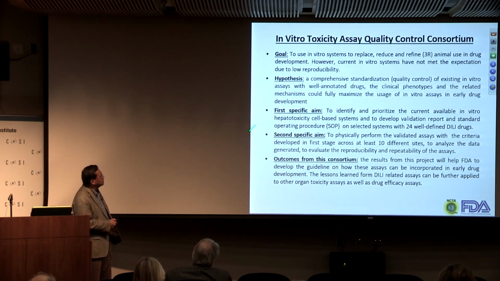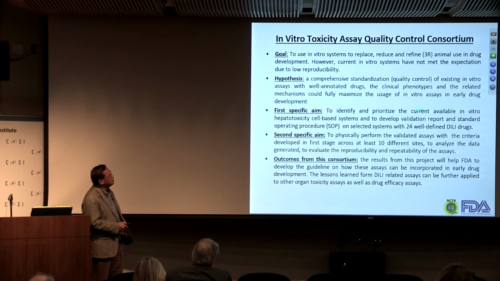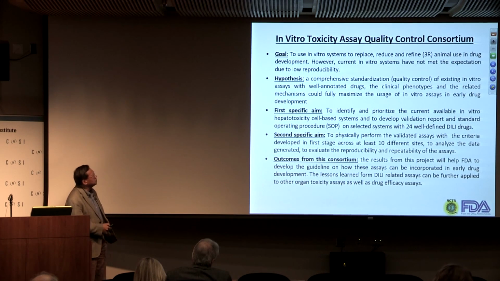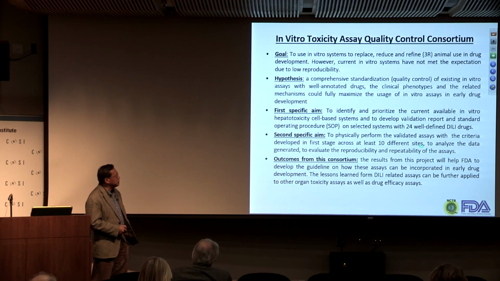We have a couple of specific aims. The first aim is to identify and prioritize the currently available in vitro hepatotoxicity cell-based systems like ATP, GSH, and ROS, and to develop a validation report and a standard operating procedure on selected systems with 24 well-defined DILI drugs. The second specific aim is to perform the validated assays with the criteria developed in the first stage across at least 10 different sites, and to analyze the data generated and evaluate the reproducibility and repeatability of the assays.